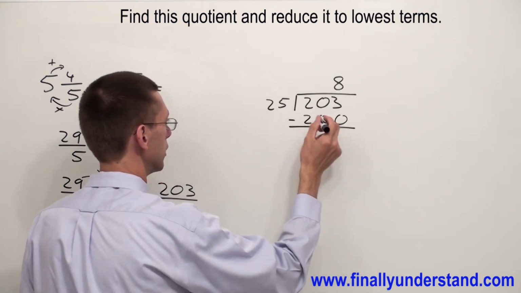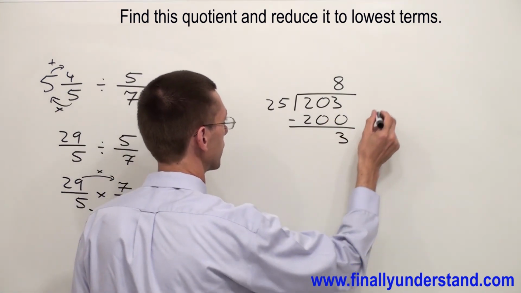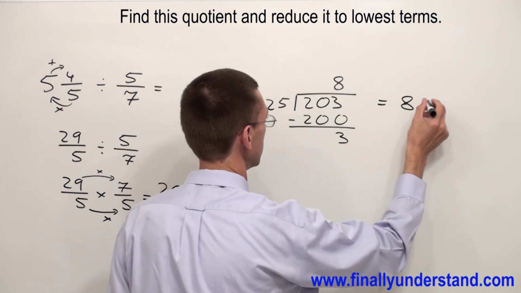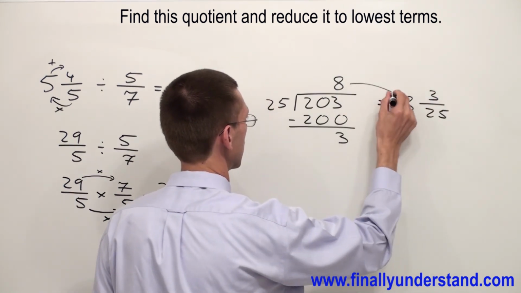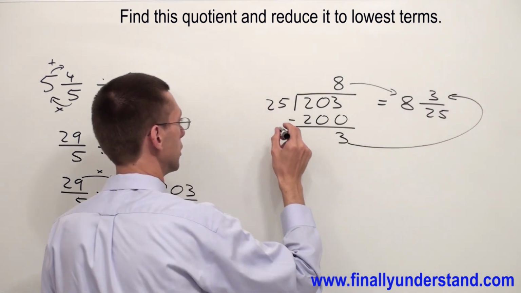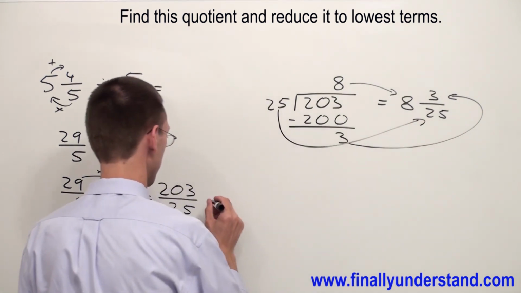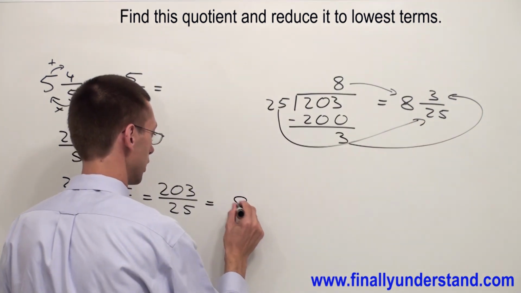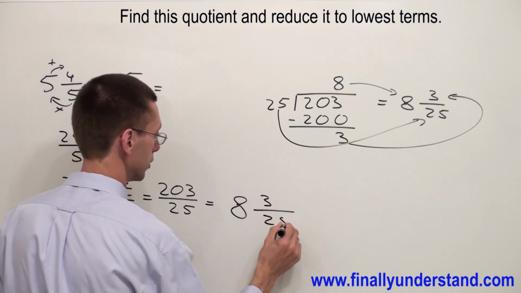Subtract. 203 minus 200 is 3. My answer is 8 and 3 over 25. Remember, the quotient goes to the front, the remainder goes to the numerator, and the divisor goes to the denominator. That's why my answer is 8 and 3 over 25.